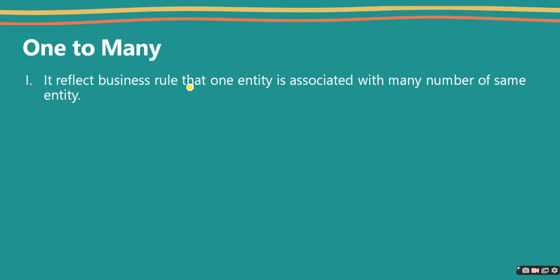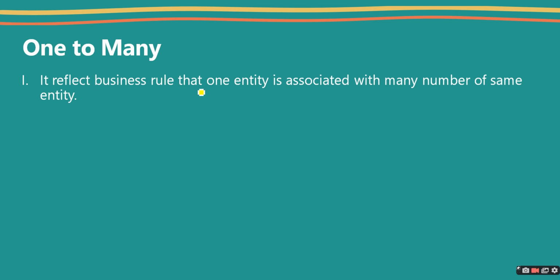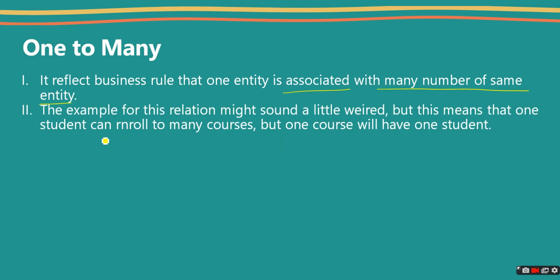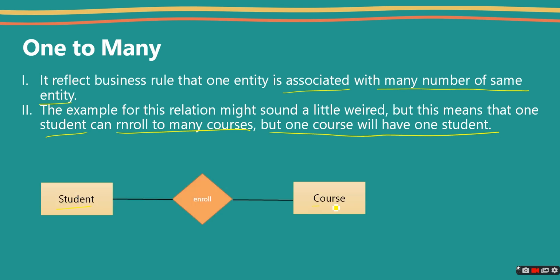Now one to many. It reflects the business rule that one entity is associated with many entities. Let's take an example of this. The example for this relationship might sound a little weird, but this means that one student can enroll in many courses, but one course will have only one student. This is a student, and this is a course.